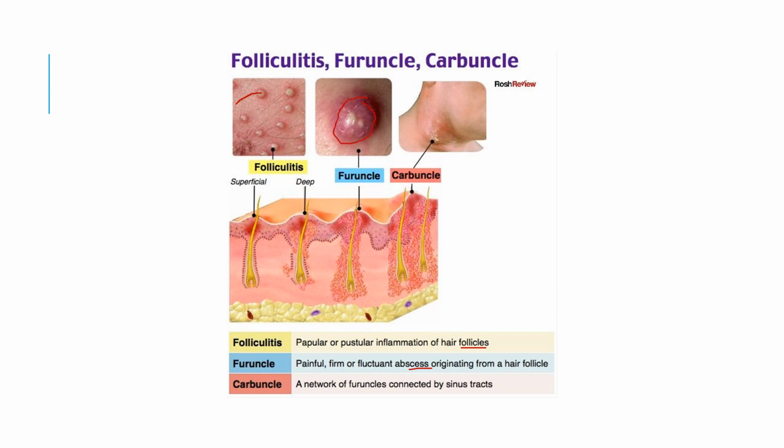Okay. What about a carbuncle? It is a network of furuncles which are connected by a sinus tract. So I think you now understand the clear difference. When a single hair follicle is affected like a pustule or a papule, it's called folliculitis. When it becomes an abscess, it is called a furuncle. When the abscesses are connected by a sinus tract, it's called a carbuncle.